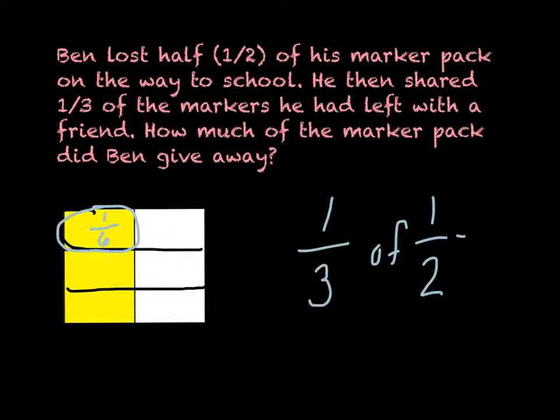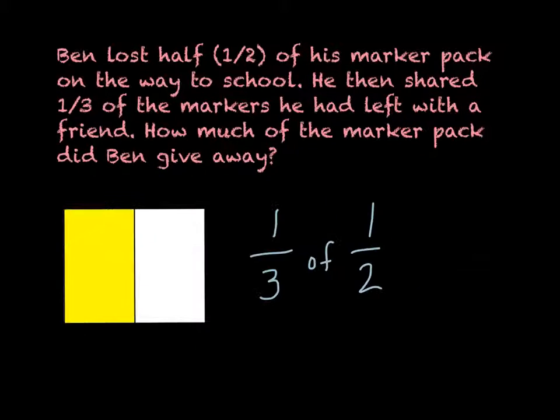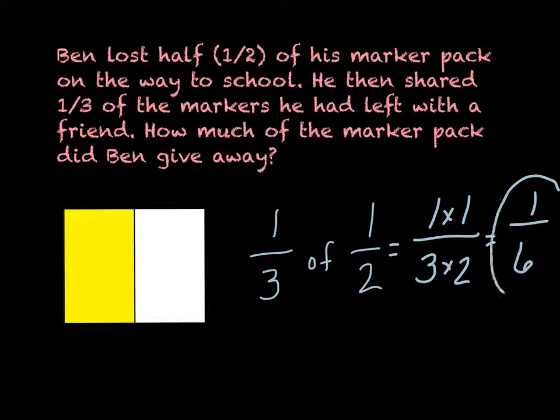If we wanted to do this procedurally, we would multiply our numerators, 1 times 1, and then multiply our denominators, 3 times 2, and we would get our answer and find out that Ben had given away 1/6 of the marker pack.